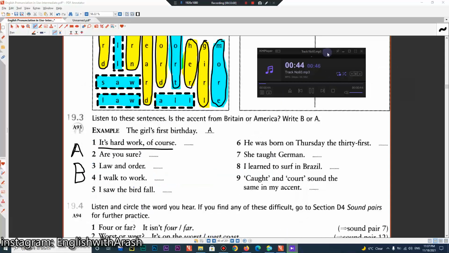Example: the girl's first birthday. So this was American, because in British you don't say girl with the R sound. The R sound is not there. So this was American: the girl's first birthday.